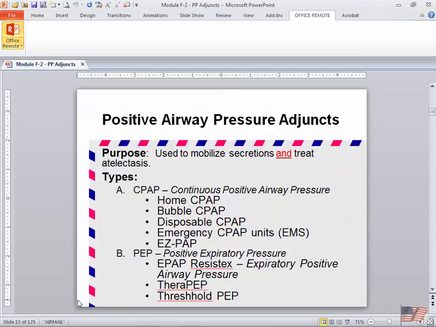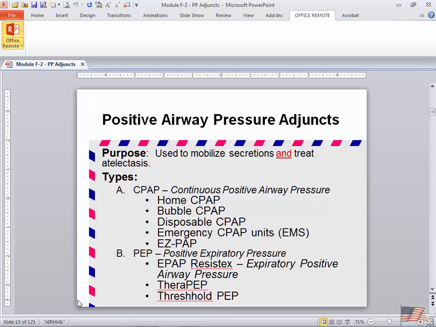All right. So, the idea between a lot of these devices is twofold. One is to mobilize secretions, to push them towards the more central airway so that they'll be able to be coughed out easier, with the intent of the fact that those secretions that are being retained are probably causing atelectasis and causing hypoxemia secondary to that. Lots of different devices that we have.